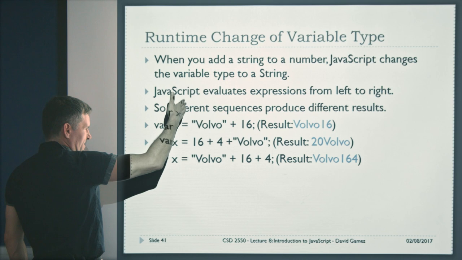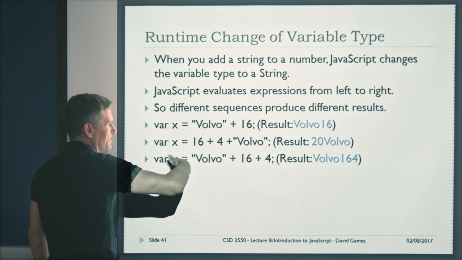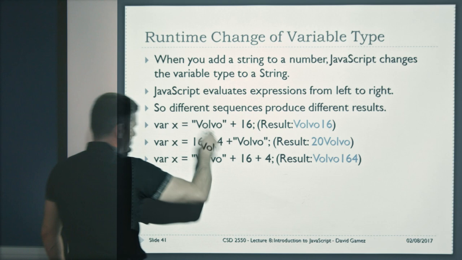In this case, it'll start left to right. So it'll start with 16. It'll say, well, that's an integer. Another integer, I'm going to add the two together. That gives me 20. 20 plus Volvo gives me 20 Volvos. We can add strings with a plus sign in JavaScript, by the way.